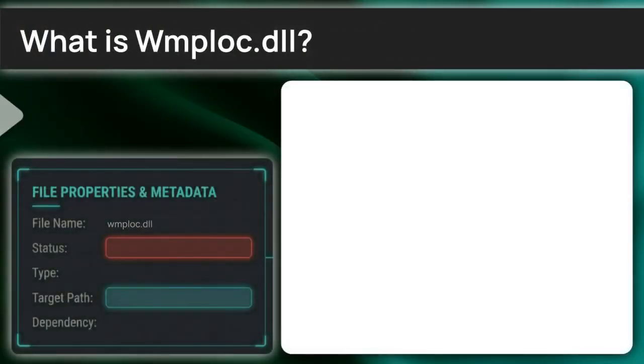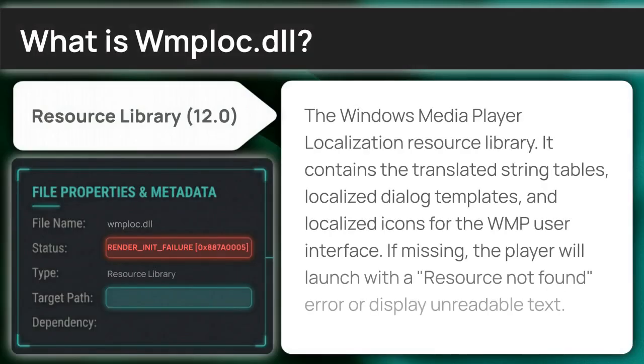This is the Wmploc Library, the Windows Media Player Localization Resource Library. It contains the translated string tables, localized dialog templates, and localized icons for the WMP user interface. If missing, the player will launch with a resource not found error or display unreadable text. With that background out of the way, here is how we actually restore the missing component.